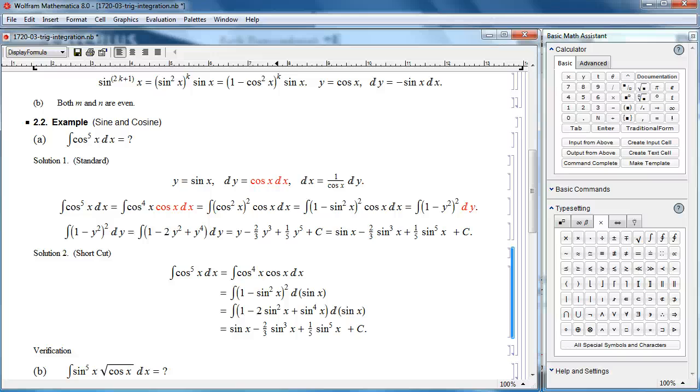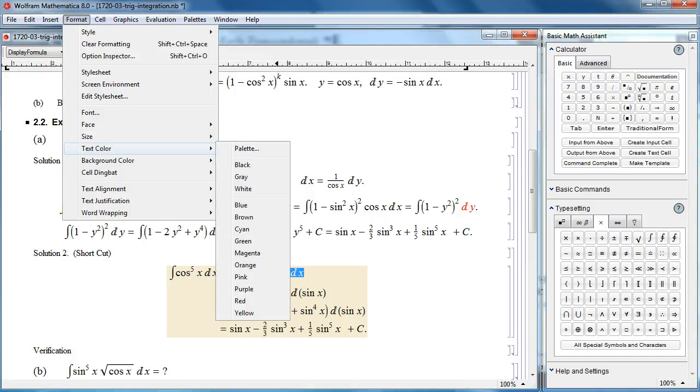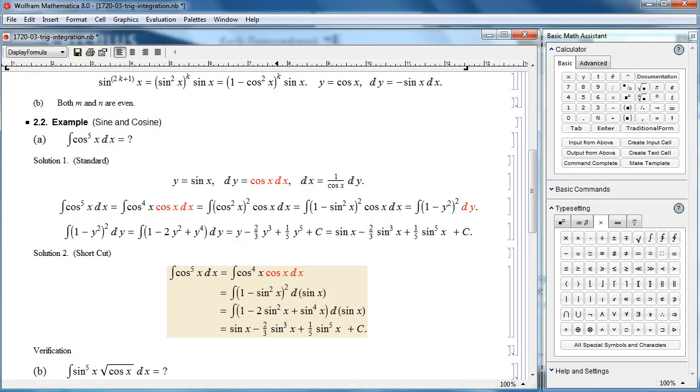Instead of substituting y, where y is sine of x, just leave everything but write it as d of sine of x rather than dy, where y is sine of x and then dy is cosine of x dx and so on. So we were able to save some time or some space simply by recognizing this cosine of x dx, which I am highlighting in red, is the same as d of sine of x.